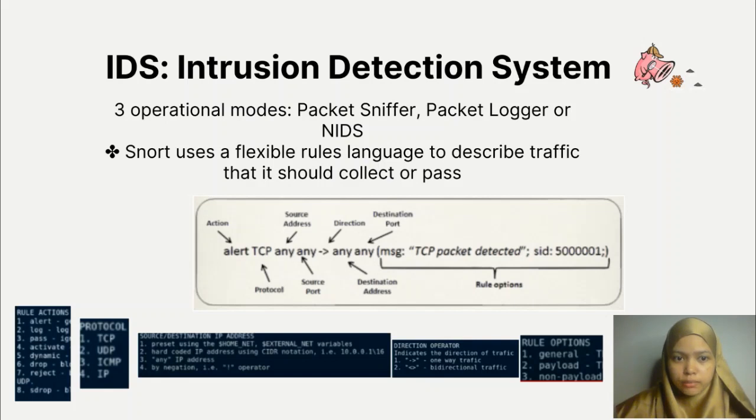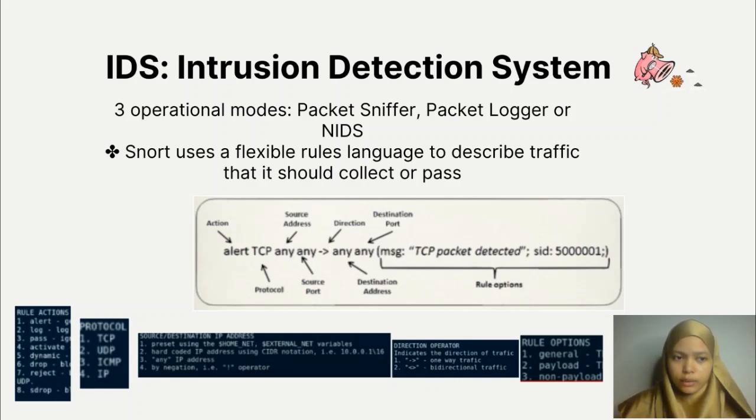Snort uses a flexible rules language to describe traffic that it should collect or pass. So this is the construction of the rules, and I'm going to explain it. For the rule action, we have a few selections: whether we want to alert, which is to generate an alert using the selected alert method and then log the packet.